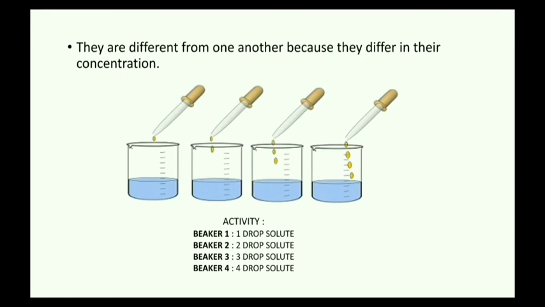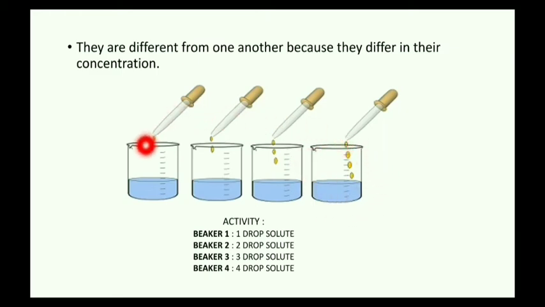So if we are taking 4 beakers and into 4 beakers we are adding different amount of solute. That is, into beaker 1 if we are adding 1 drop of solute, into beaker 2 we are adding 2 drops of solute, into beaker 3 we are adding 3 drops of solute, and into the last beaker, that is the 4th beaker, we are adding 4 drops of the solute. What do we see? We can see that all the 4 beakers differ from each other in their concentration, right? So the first solution which has less amount of solute is said to be a dilute solution, and the last beaker which contains the large amount of solute is said to be a concentrated solution, right?